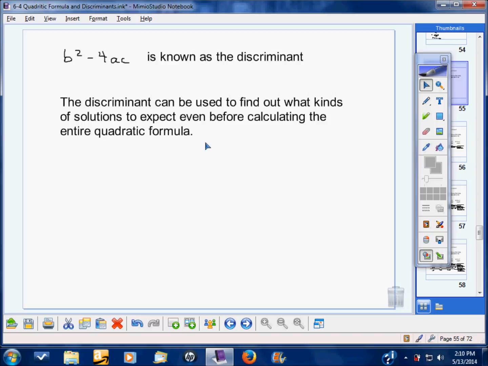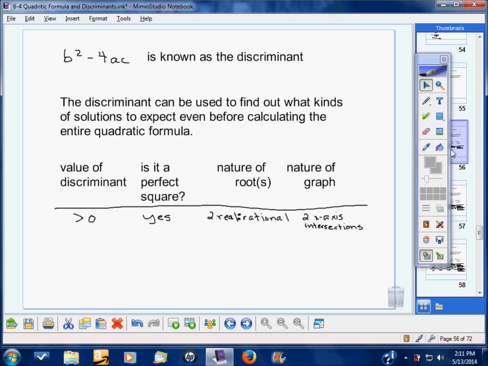So anytime that this is positive, you're going to end up with two rational roots, or two real roots, not necessarily rational, but two real roots. Now there's a couple of different varieties that you could get. The first one, and this is a little chart, you're going to be asked on the quiz, on your homework, to do this, to tell the nature of the roots.